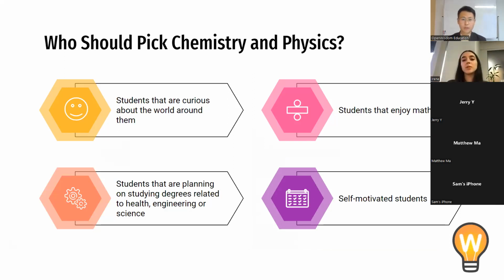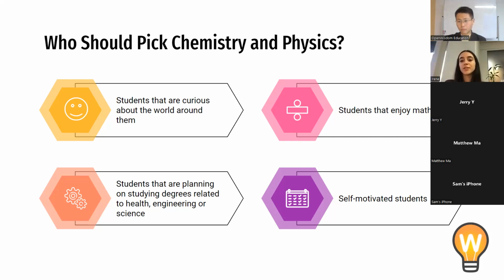So who should pick chemistry and physics? Students that are curious about the world. If anything that I just said is interesting to you, you should definitely choose chemistry and physics because it's very interesting. So if you're curious about those things, you should choose them. Students that enjoy maths. Both of those subjects are very heavy in maths. There's a lot of calculations, both in your assessments and in your final exam and the HSC. So if you like maths, you're probably going to enjoy physics and chemistry as well.